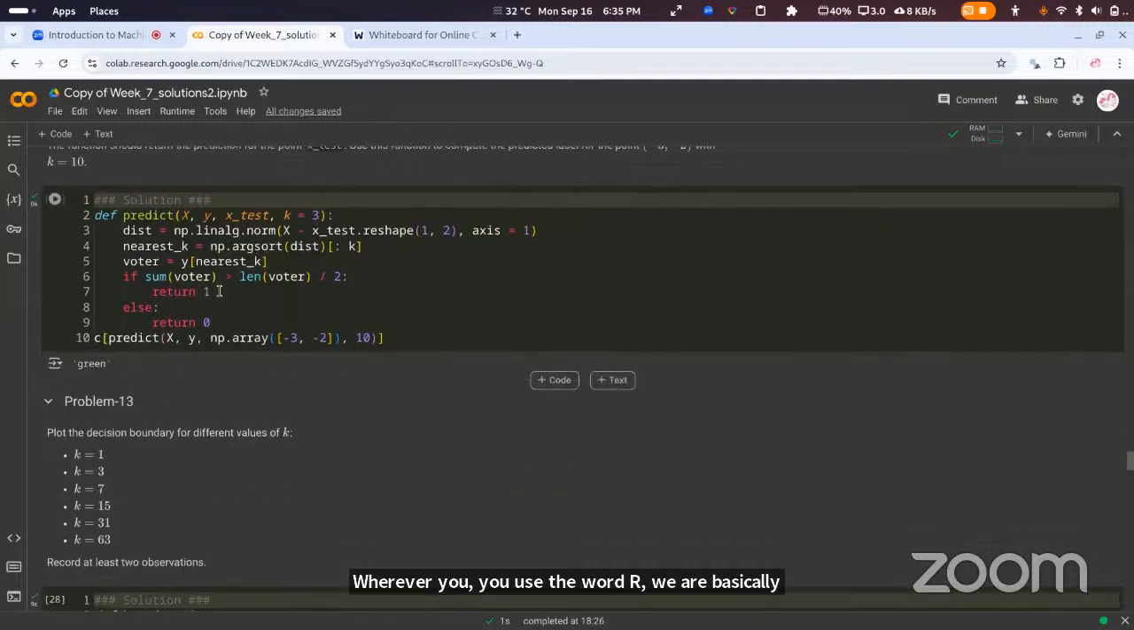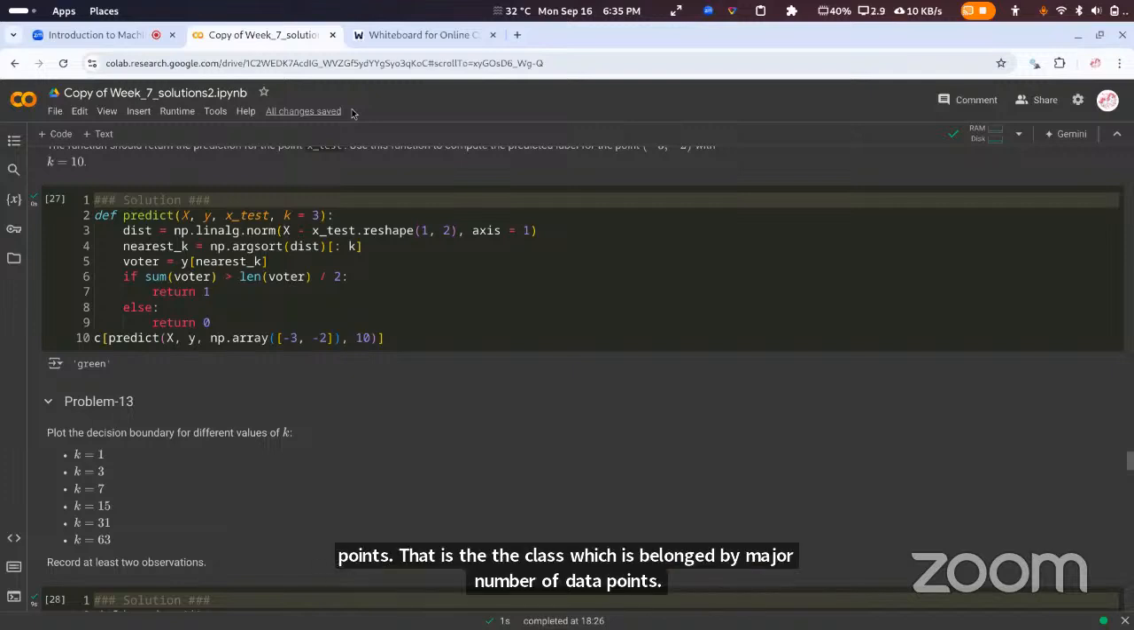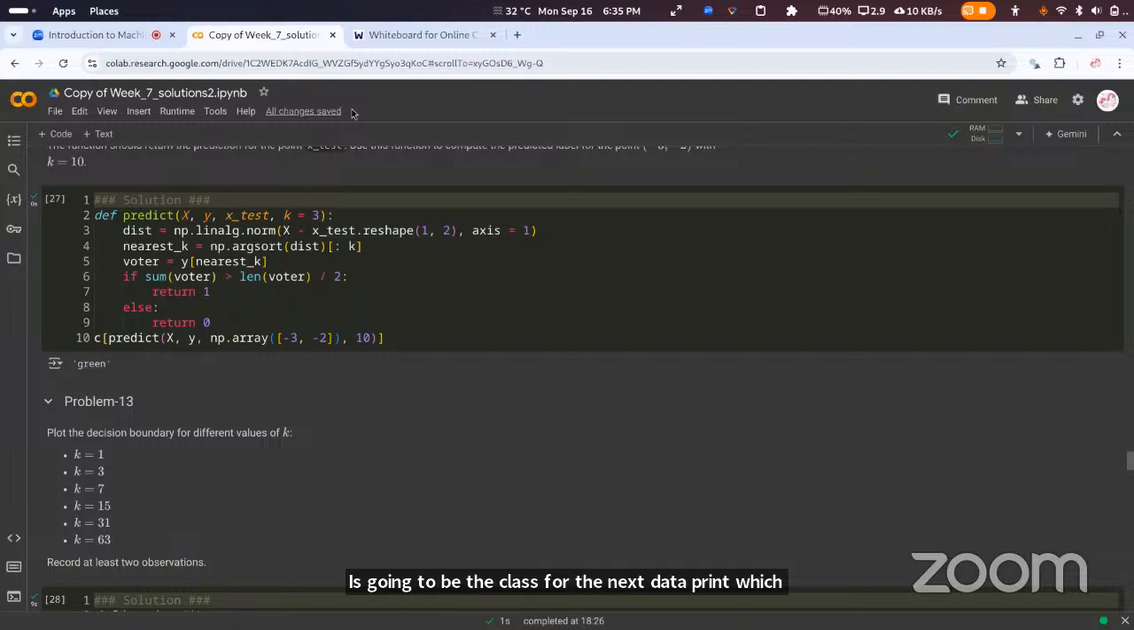So now here we are summing the voters. It's like an election. The person who gets the maximum number of votes is going to be the CM or PM. That's how KNN works. The class which is used by the majority of the data points is going to be the predicted class for the next data point which is coming up. It works on the principle of a CM or PM election, so you can remember this so you won't forget how KNN works.